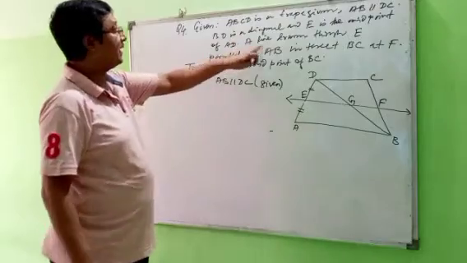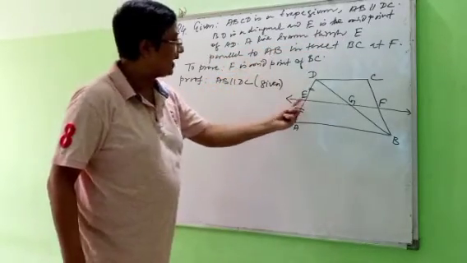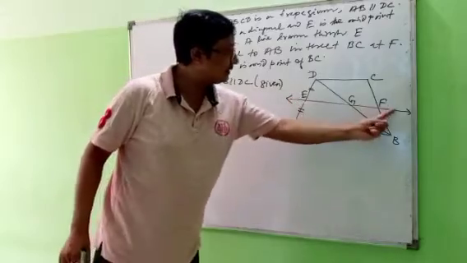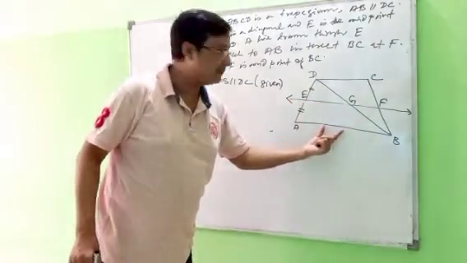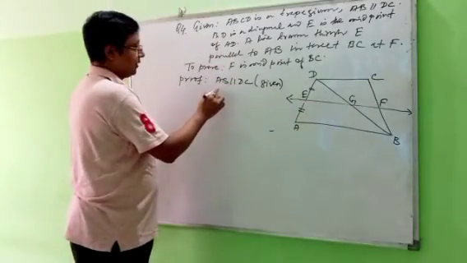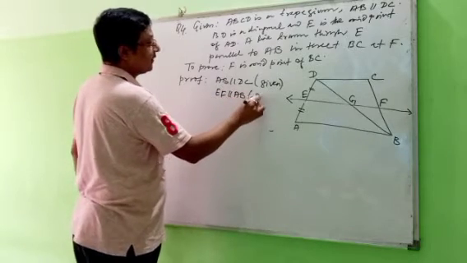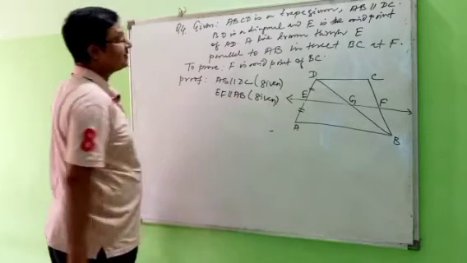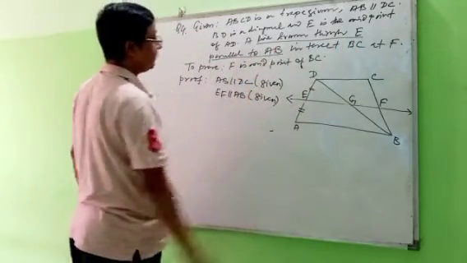Also it is given that a line is drawn through E parallel to AB. That is this line drawn through this point E parallel to AB. That means EF is parallel to AB. This one is also given. So it is given a line drawn through E parallel to the side AB.